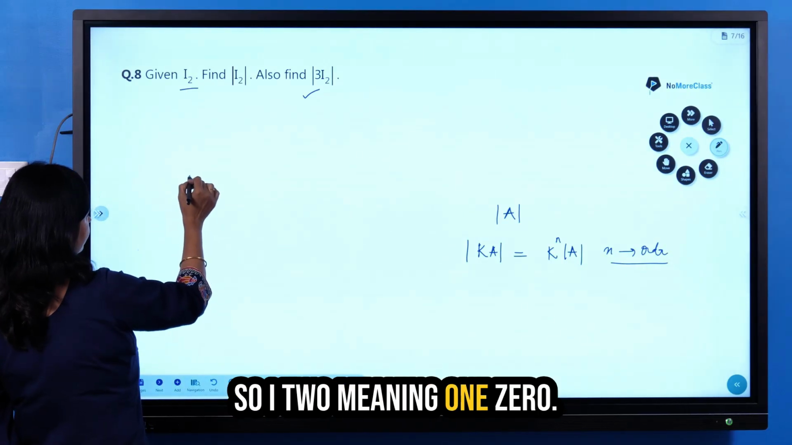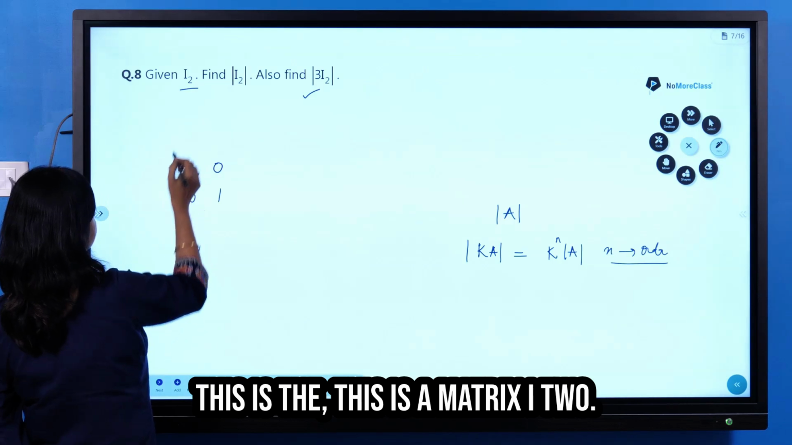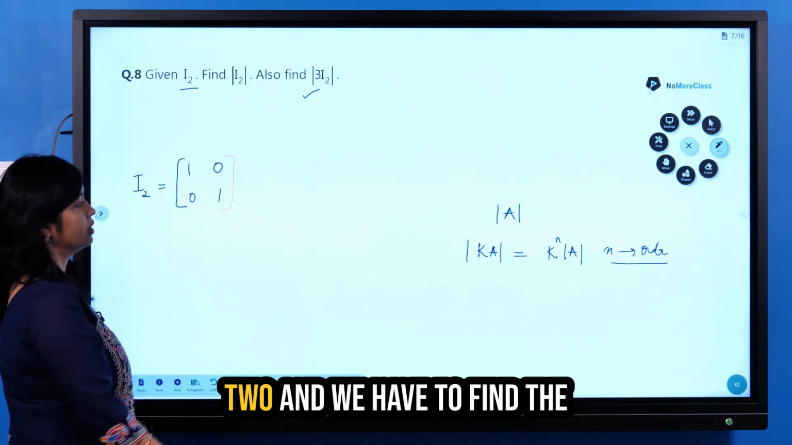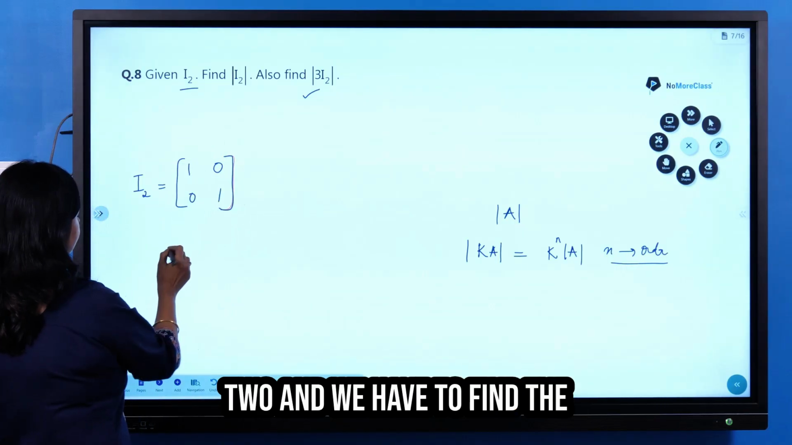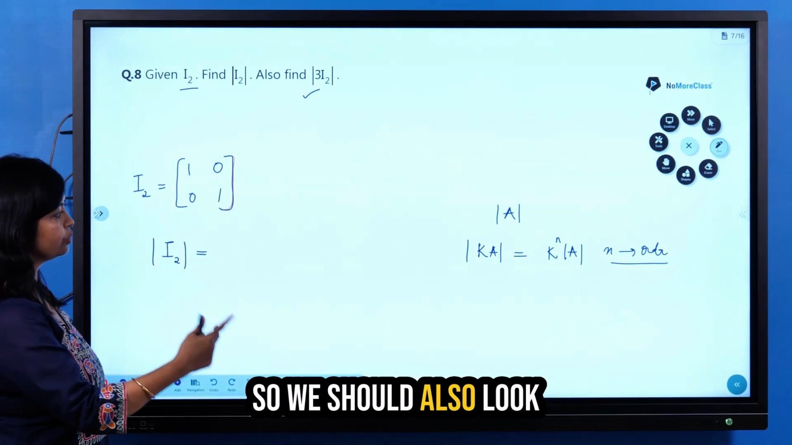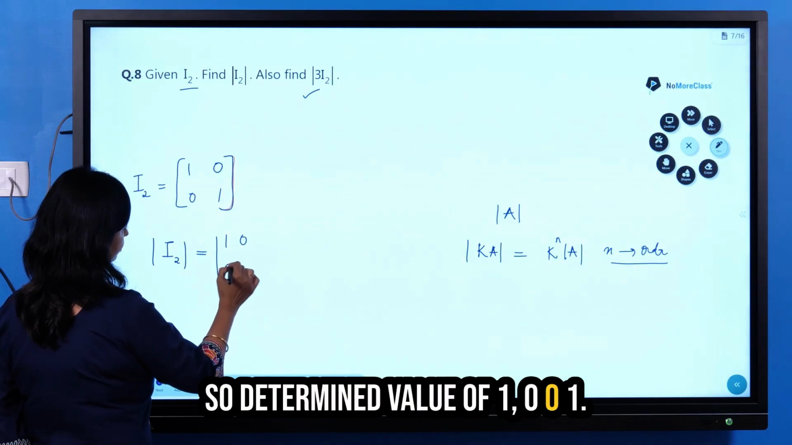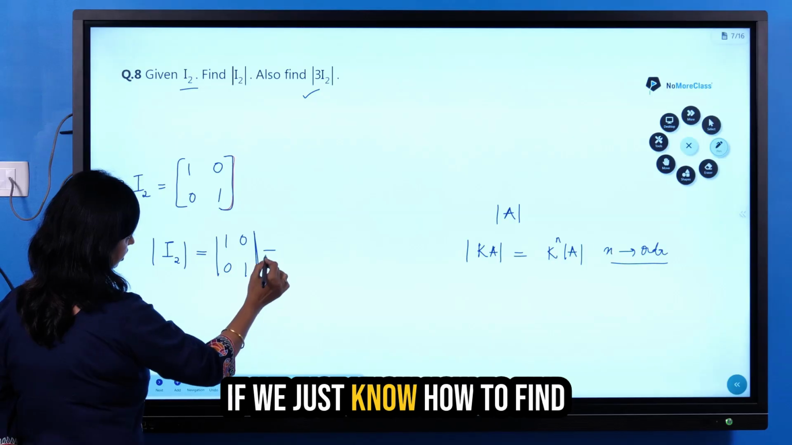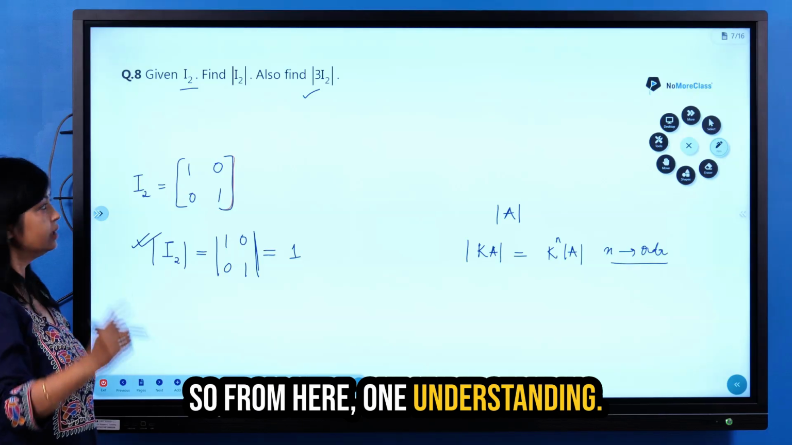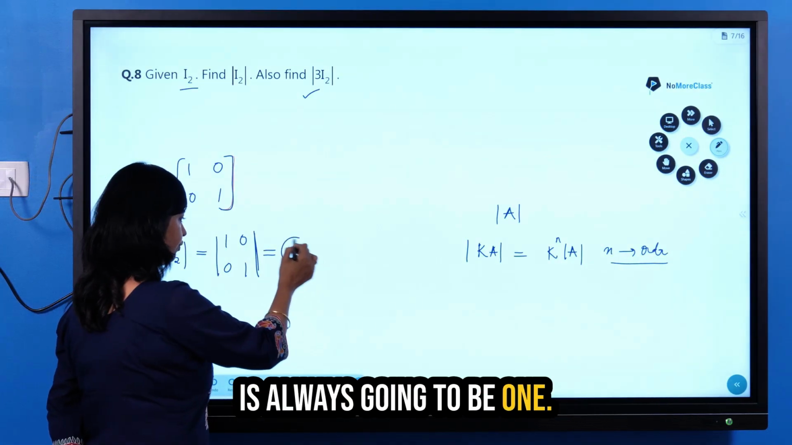So I2 meaning 1, 0, 0, 1. This is the matrix I2. And we have to find the determinant value of I2. These are just initial questions, so we should also look at why this works. So the determinant value of 1, 0, 0, 1, if we just know how to find the determinant, is 1 into 1, so this is 1. So from here, one understanding is that the determinant value of an identity matrix of any order is always going to be 1.